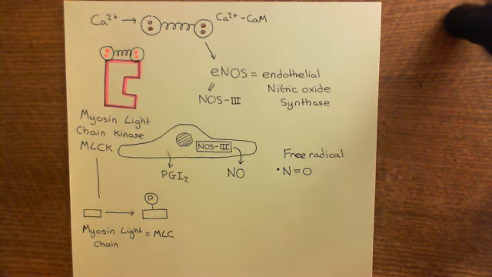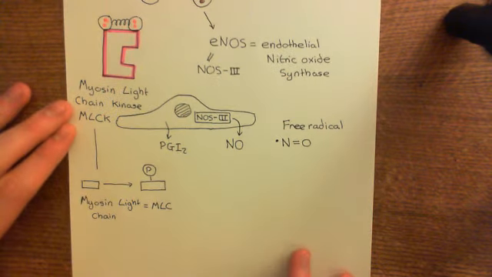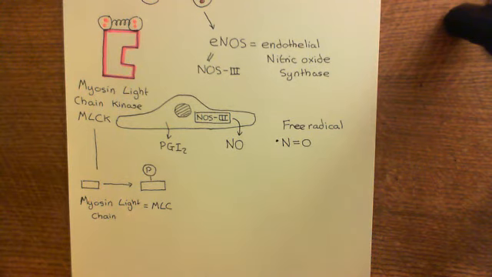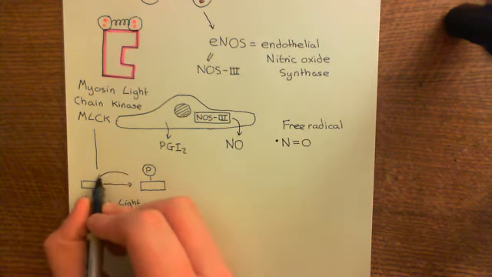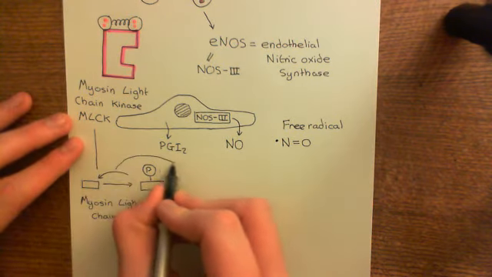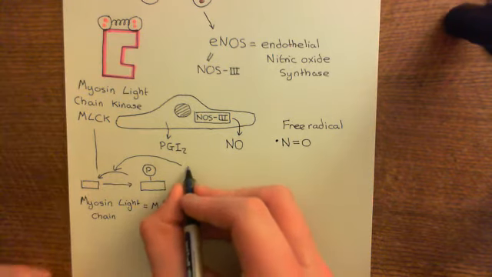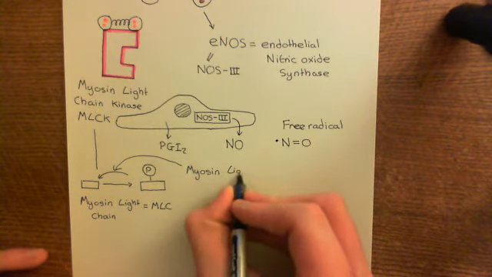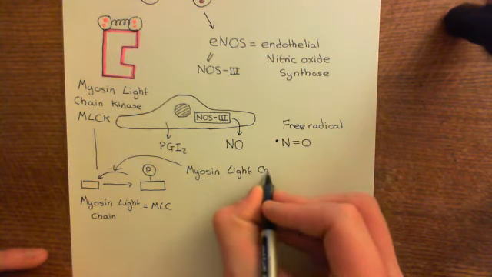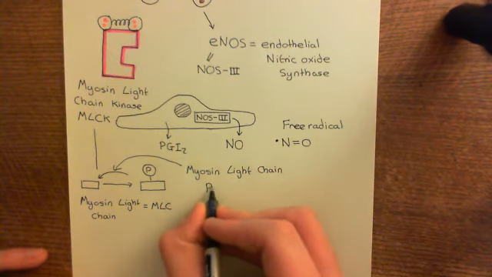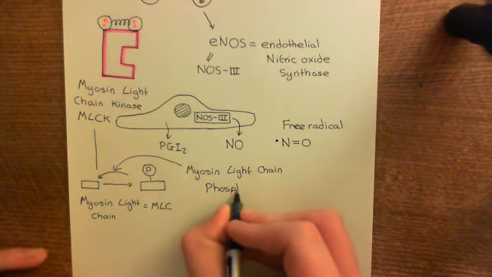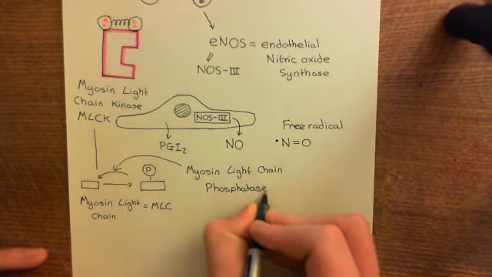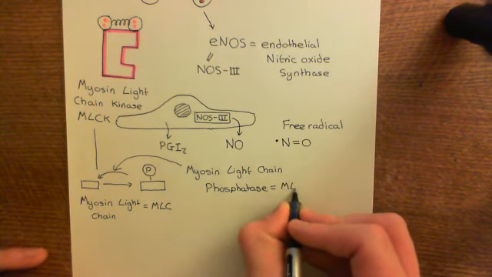Now, usually this phosphate group will be removed almost instantly. So it will be utterly pointless activating myosin light chain kinase, because as soon as it phosphorylates myosin light chain, another enzyme is going to dephosphorylate it. And this other enzyme is known as myosin light chain phosphatase. Basically it's utterly pointless activating myosin light chain kinase unless you're going to inactivate myosin light chain phosphatase. And myosin light chain phosphatase is similarly often abbreviated to MLCP for short.